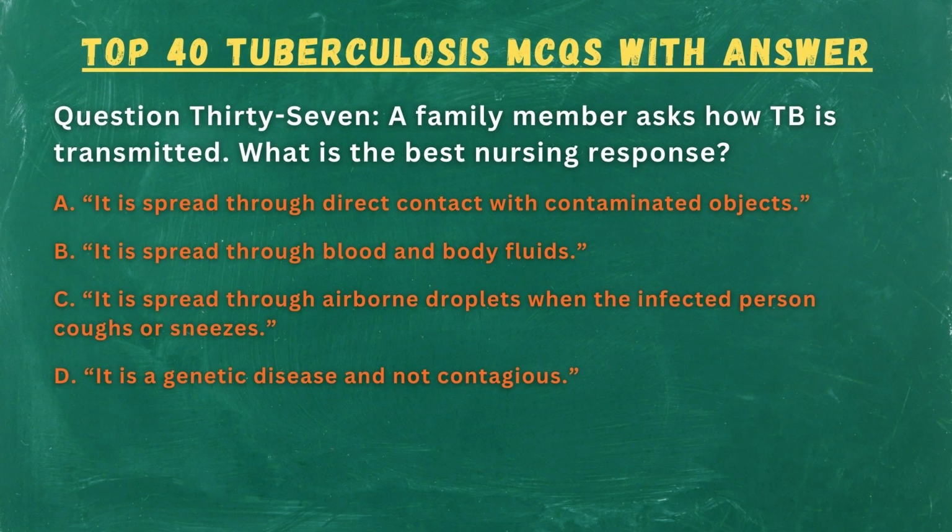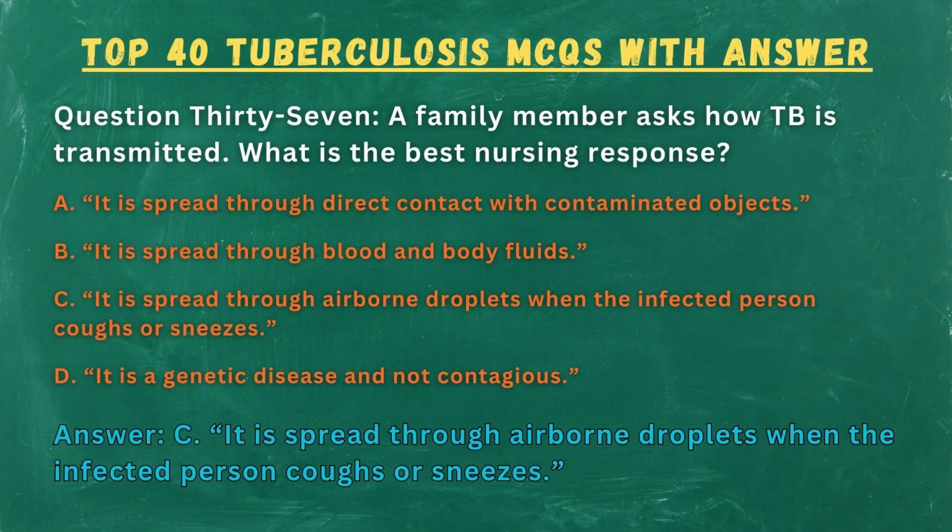Question 37. A family member asks how TB is transmitted. What is the best nursing response? A. It is spread through direct contact with contaminated objects. B. It is spread through blood and body fluids. C. It is spread through airborne droplets when the infected person coughs or sneezes. D. It is a genetic disease and not contagious. Answer: C. It is spread through airborne droplets when the infected person coughs or sneezes.